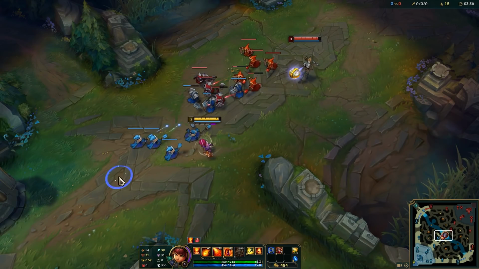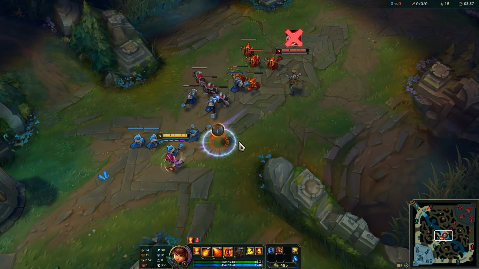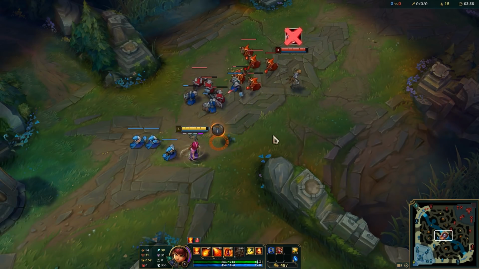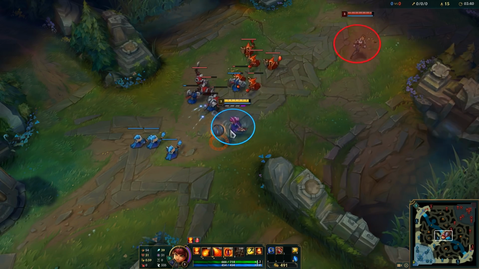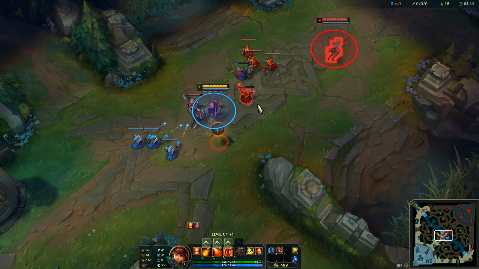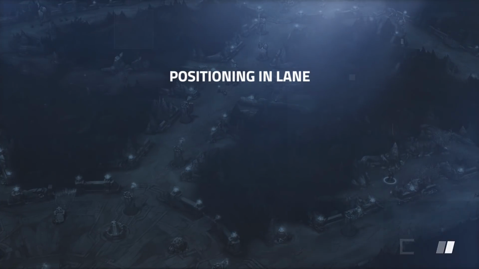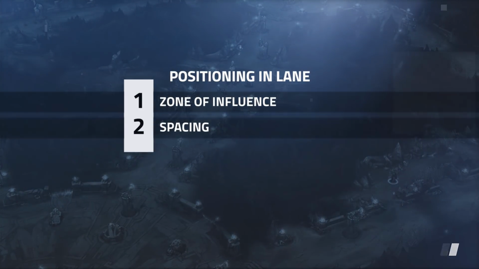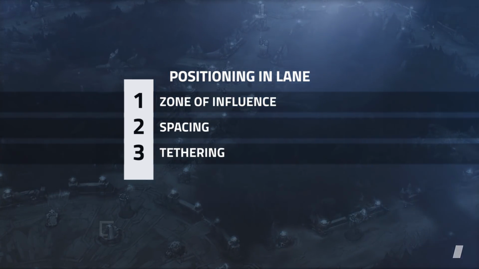Now remember earlier, Orianna uses her Q ability, which lowers her zone of influence and allows Annie to try and close the distance to land her Q. Well, in that scenario, Orianna would then look to space properly and stand outside of Annie's Q range of 625. This would then cause tethering to occur once again. Every time Annie moves forward, Orianna moves back, and when Annie moves back, Orianna moves forward. So it's these three layers, zone of influence, spacing, and tethering, that creates the dance that we call positioning in lane.